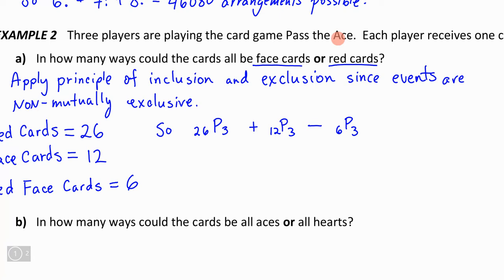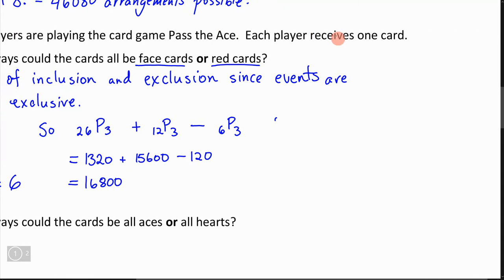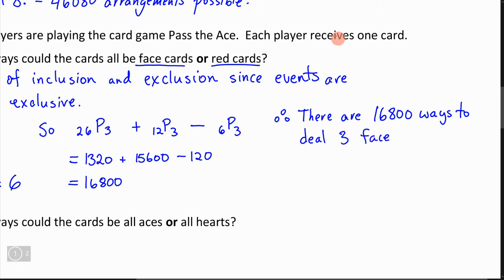Okay, so that's how I do it with the permutations. And so this is going to equal 1,320 plus 15,600 minus 120, which is 16,800. So therefore, there are 16,800 ways to deal three face cards or three red cards.